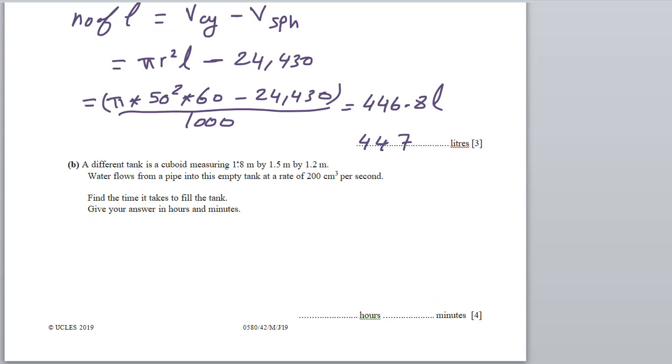A different tank is a cuboid measuring 1.8 meters by 1.5 by 1.2. Water flows from the pipe into this empty tank at a rate of 200 centimeter cube per second. Find the time taken to fill the tank. Give your answer in hours and minutes.